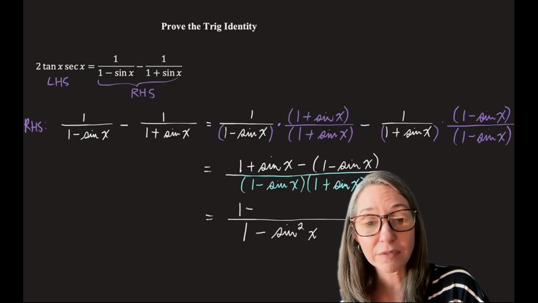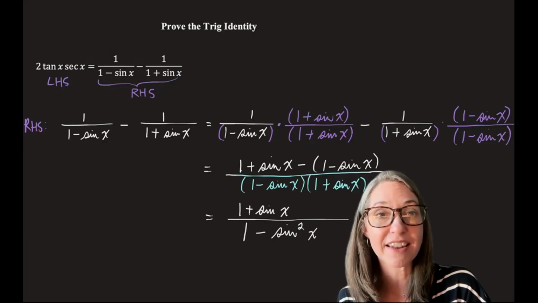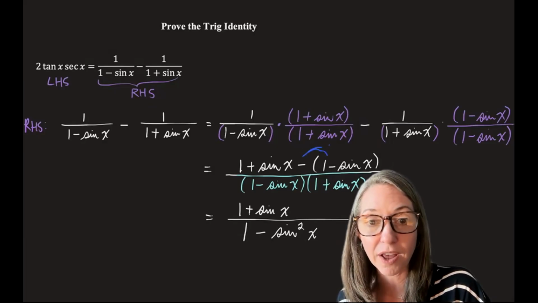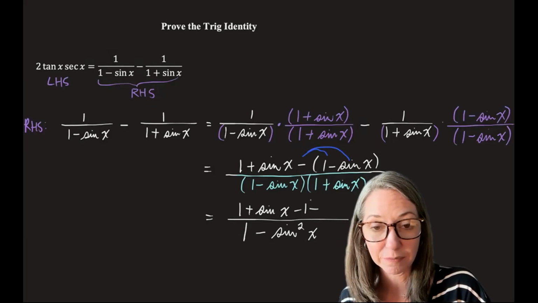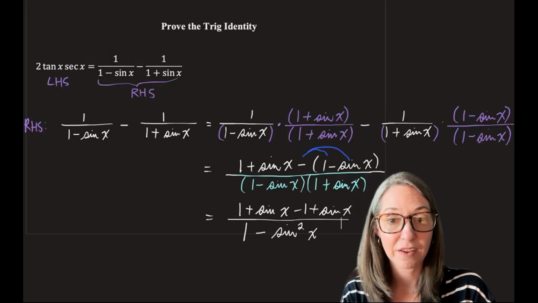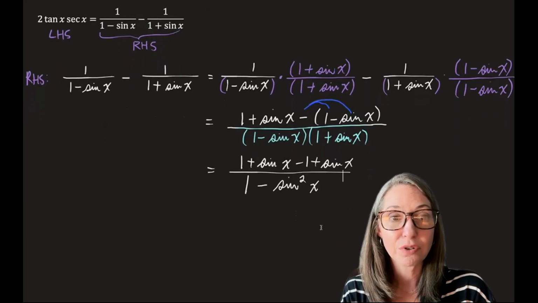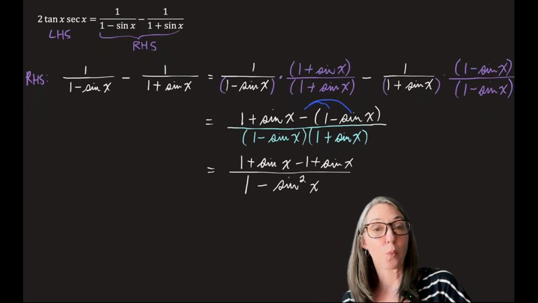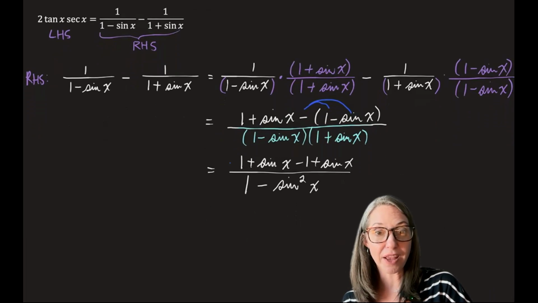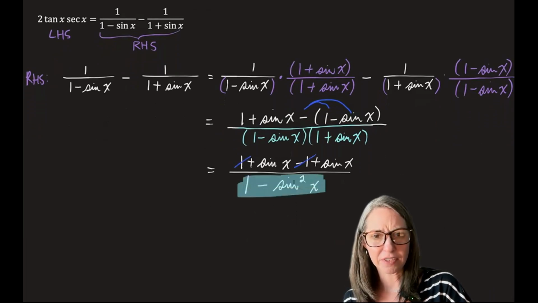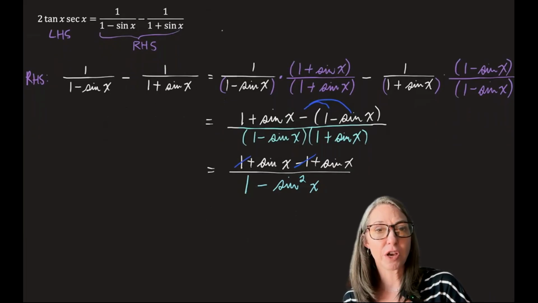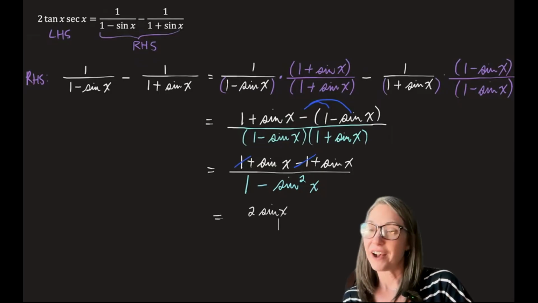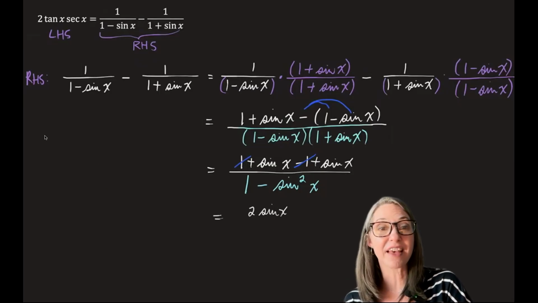Up top in the numerator, let's go ahead and distribute that negative right here to get negative 1 plus sine x. Now we're trying to turn that into 2 times tangent x times secant x. Okay, well, up top, the 1's do cancel. We have 1 minus 1, and that equates to zero. So what do we have? Well, on the numerator, we have sine of x plus sine of x. That makes 2 sine of x. And on the denominator, 1 minus sine squared.